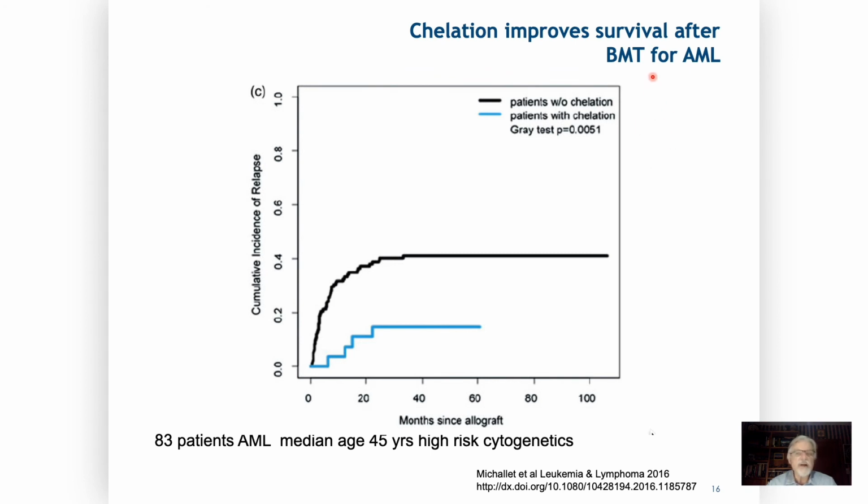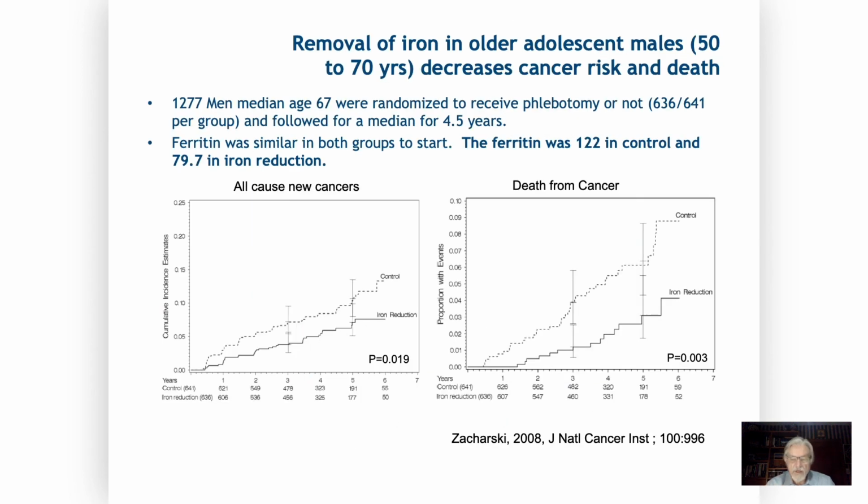This is survival after bone marrow transplant in adults with acute myeloid leukemia. You can see here in patients that were chelated, this is the cumulative incidence of relapse, and you see that the relapse rate is much higher in patients that were not chelated compared to patients that were chelated. So remember, the toxic oxidants produced by iron cause DNA damage. I'll show you some more data on this in a second.